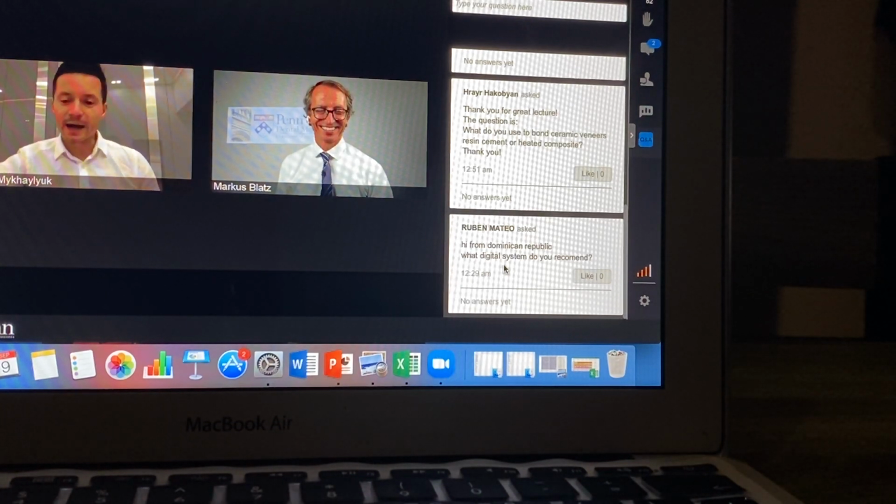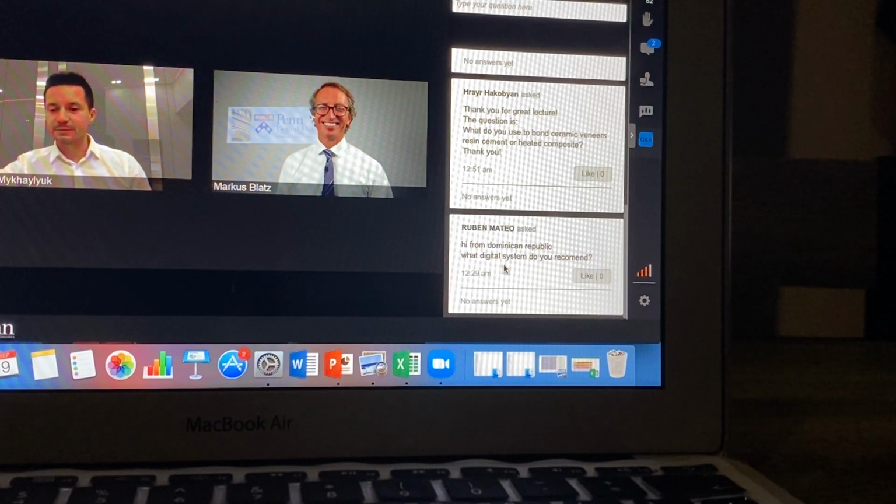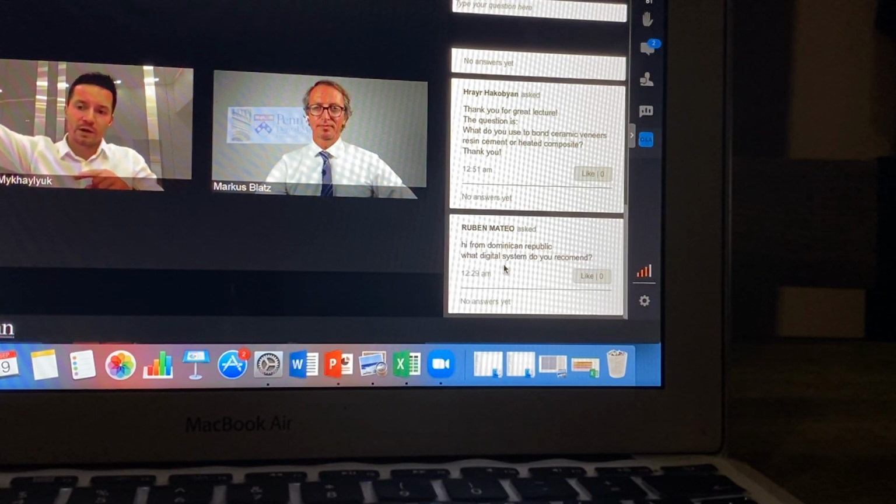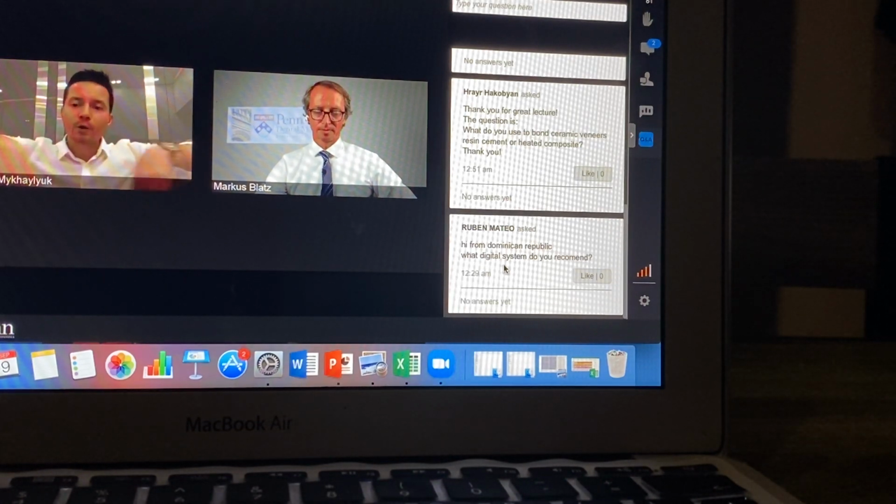Okay. I'm using the 3Shape system. I'm using both the scanner and the software. If you ask me why, I'll give you one fact. Because it's the whole ecosystem. That's the point. So we don't need to outsource somewhere out of this ecosystem.